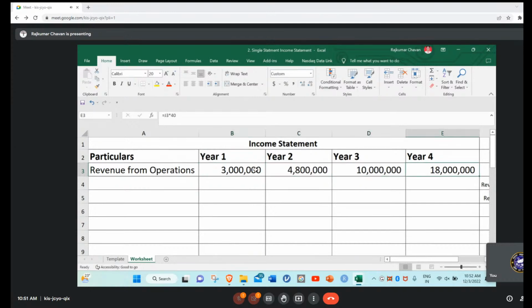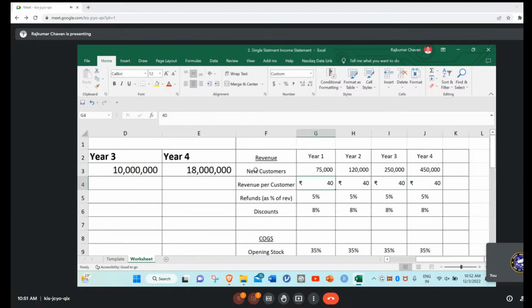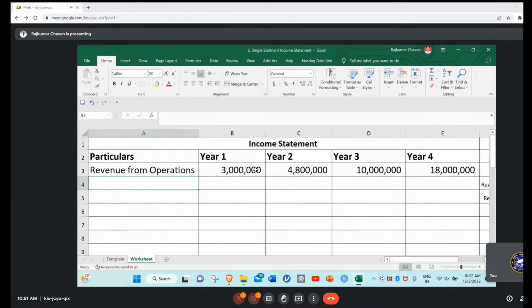Okay, so the first item is clear. Can you see after revenue per customer, what is the next one? Refund. Refund means what? Returns. So now tell me, can I say this revenue from operations is my gross sales?